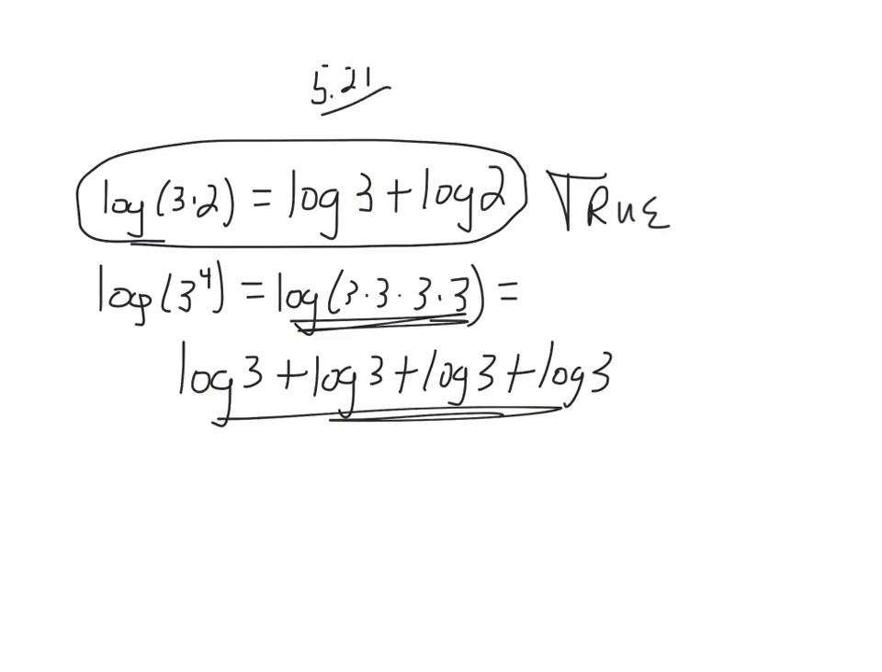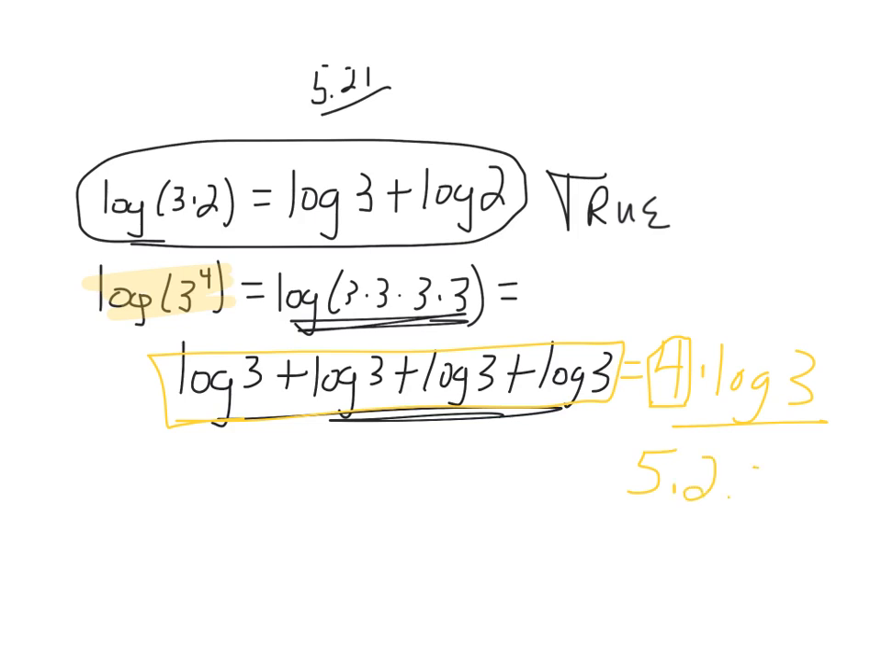And then this property here, let me change this up. The log of 3 to the 4th equals 4 times the log of 3, because I'm adding 4 of those together. I have 4 log 3s. This should be from section 5.2.2. Hopefully this helps.